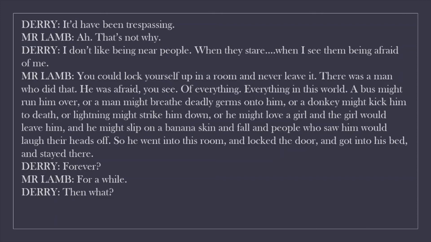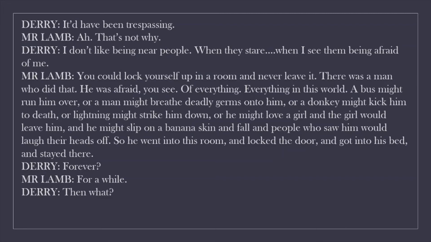He then narrated a story about a man who locked himself in his room as he was afraid of everything. The man thought that he would meet with an accident with a bus. He would catch infection from someone. A donkey would kick him to death.